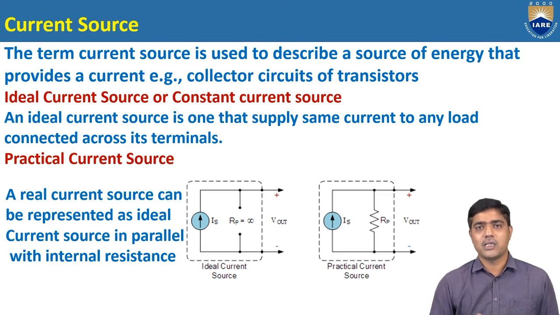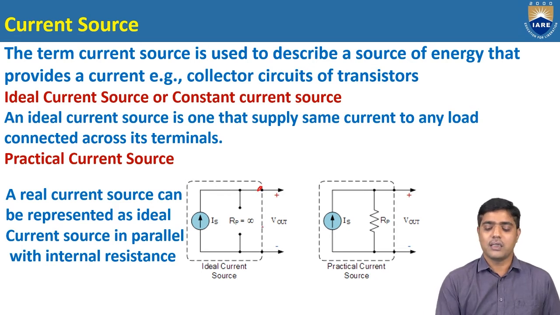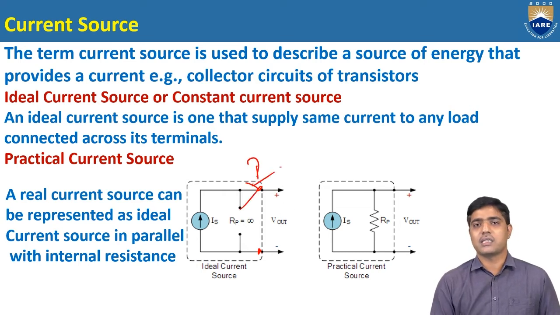So what is the ideal current source? Irrespective of whatever the changes in the load, the current supplied to the load is going to be the same. In the voltage source, the voltage available at the terminals is going to be the same. In case of an ideal current source, the current supplied to the load is always the same. So here, these are the two terminals, and if you connect some load, whatever the current coming here is always constant in case of an ideal current source.